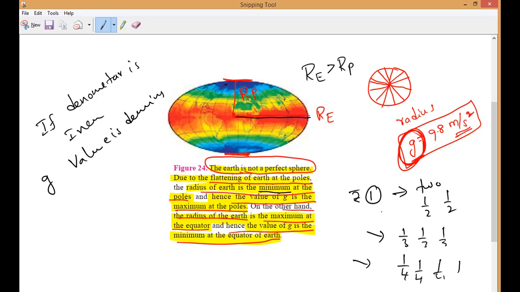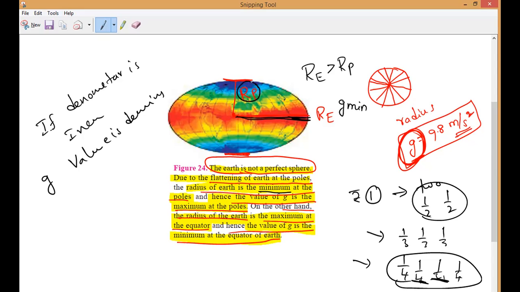So which is bigger? Half rupee is bigger or 1 by 4 rupees? 25 paisa is bigger. Anybody? Please respond. That is the same thing. So if radius is increasing, that is, the denominator is increasing, then the G value will be minimum. If radius is minimum, then G value will be maximum. That's all I want to say.